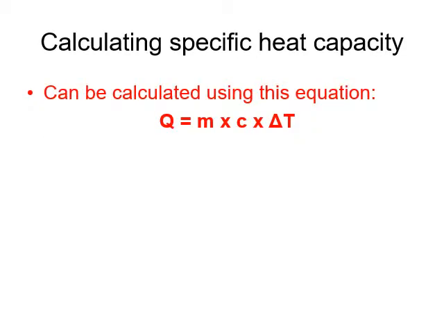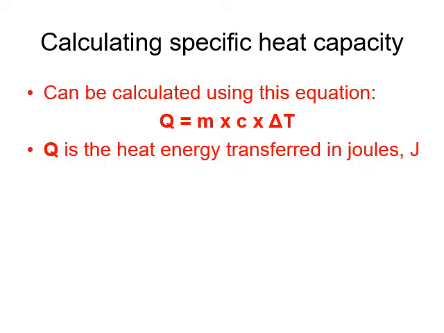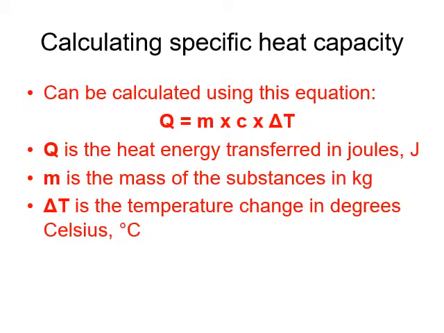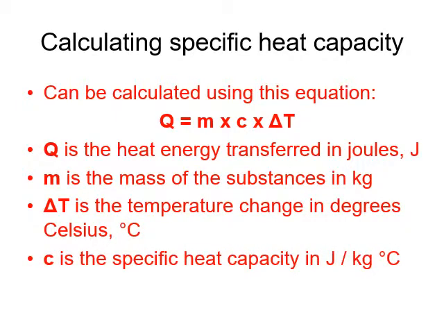So the equation for specific heat capacity is Q equals mcΔT, where Q is the heat energy transferred in joules because it's an energy, m is the mass of the substance in kilograms, and ΔT is the temperature change in degrees Celsius. And c is the specific heat capacity in joules per kilogram per degree Celsius, which is unique for the particular substance that you are heating.